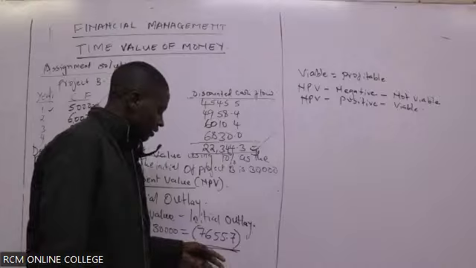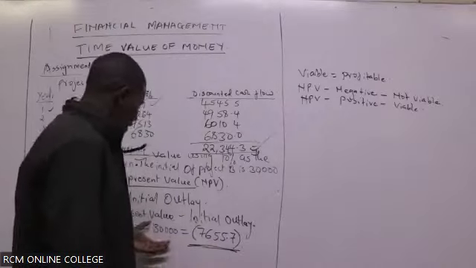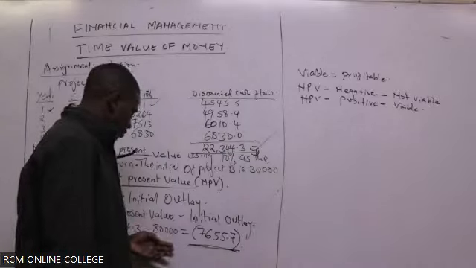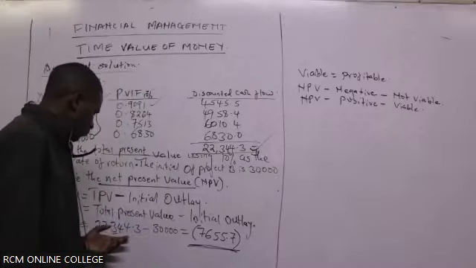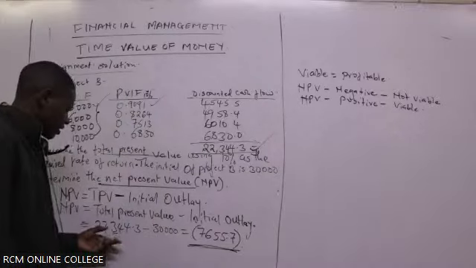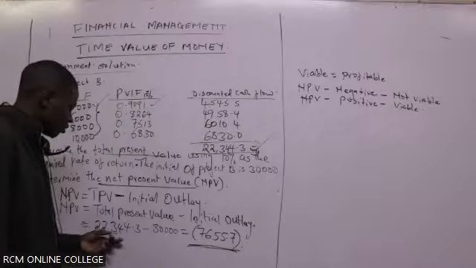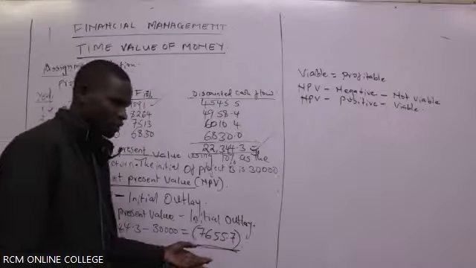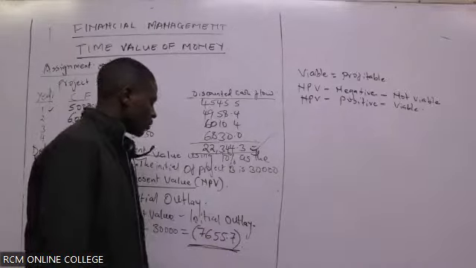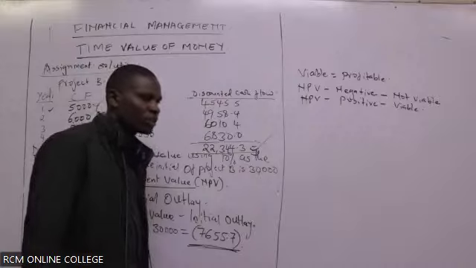In fact, you can see that the initial investment was 30,000, and the income that the person is getting is 22,344.3. Therefore, this is leading this project to be not profitable. This is not a profitable project, and therefore the investor should not invest in it.